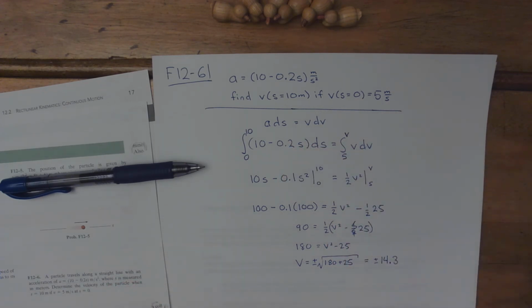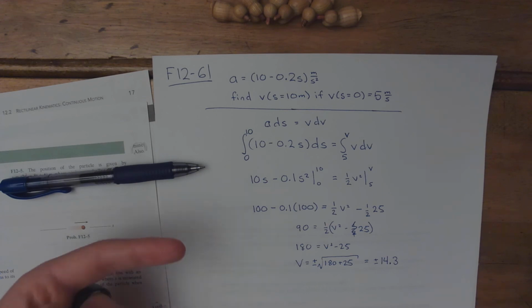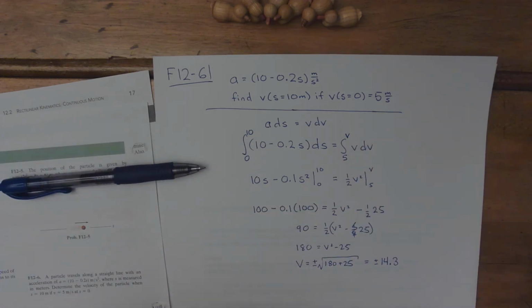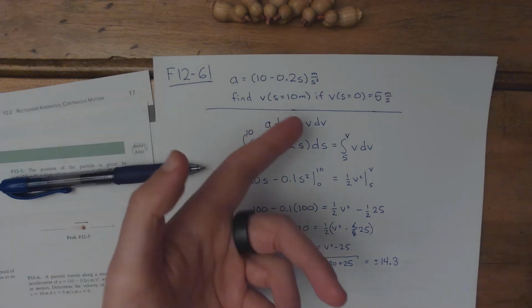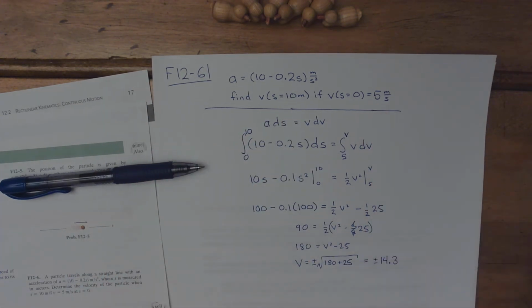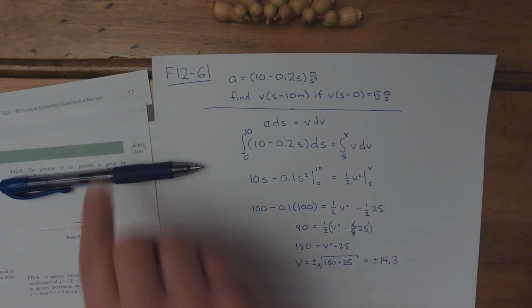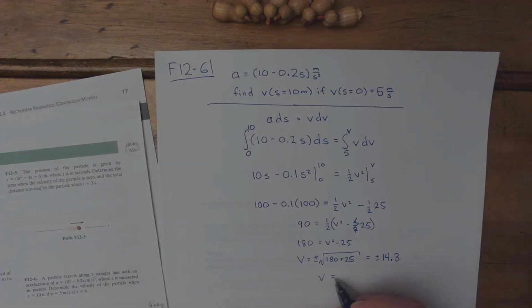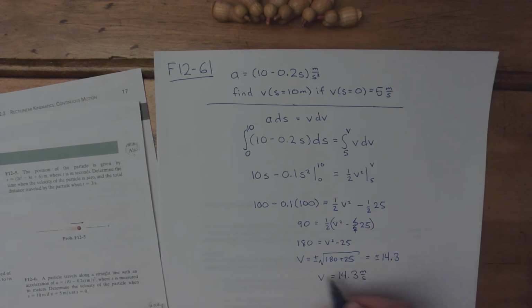Okay, so assuming that this is the first time that we hit 10 meters, the acceleration is in the positive direction still, and the velocity was in the positive direction to begin with, so the object would be speeding up, and therefore this velocity would have the same sign as the 5 meters per second, so we're going to go with the positive sign there. So my final answer is positive 14.3 meters per second, and that concludes fundamental problem 6.